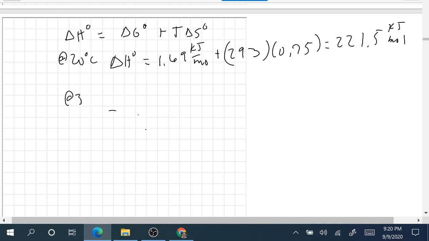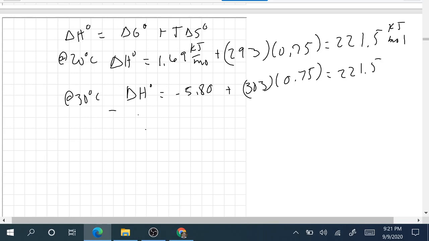And at 30 degrees C, delta H naught is equal to negative 5.8 plus 303 times 0.75, which is equal to 221.5 kilojoules per mole. So we see that delta H is in fact independent of temperature.